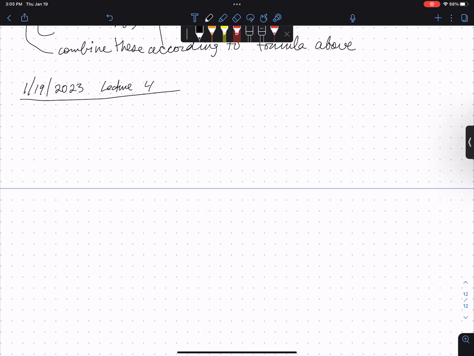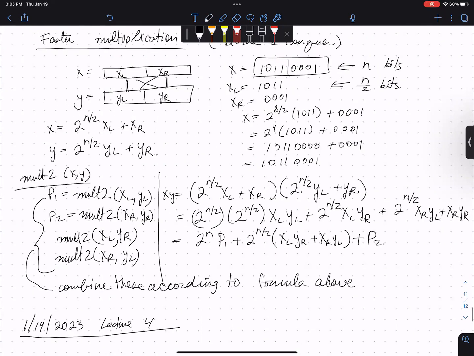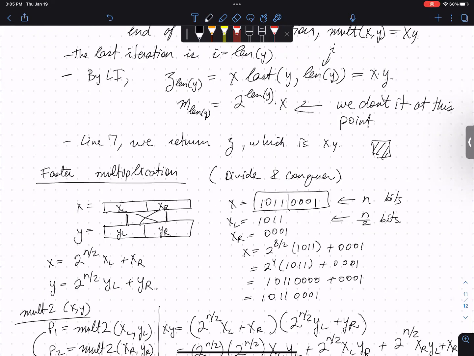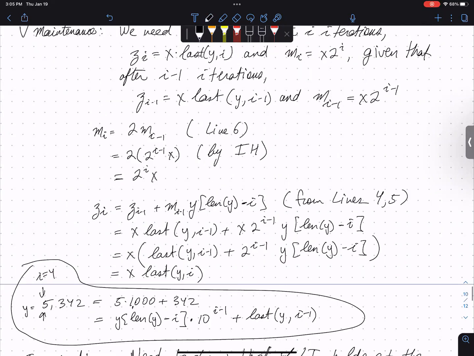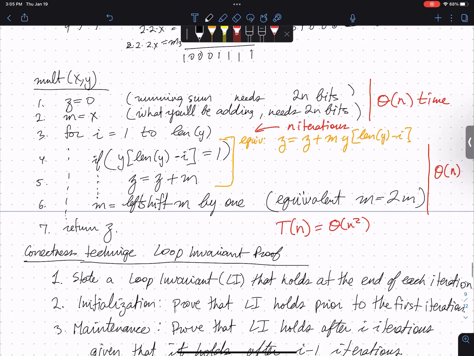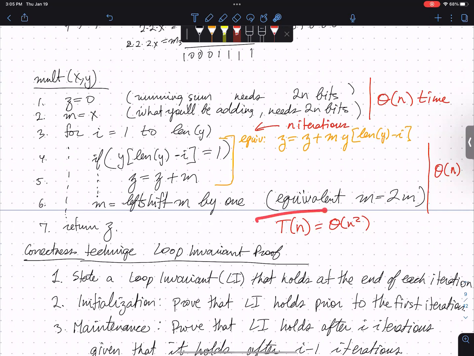So last week, we ended talking about the multiplication algorithm, and we looked at the naive grade school multiplication algorithm. We called it MultXY, and we wrote it down formally. We analyzed its running time, and we derived this running time easily. It wasn't a recursive algorithm, so we could just argue about the number of steps taken by the for loop.